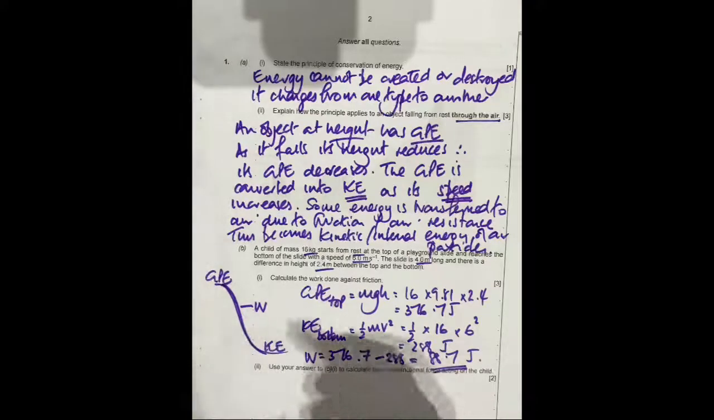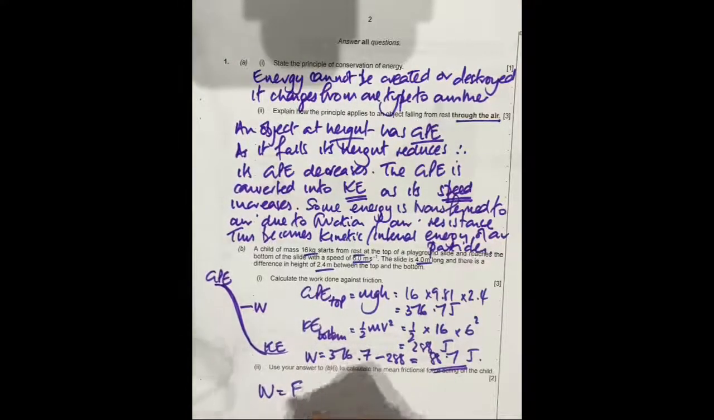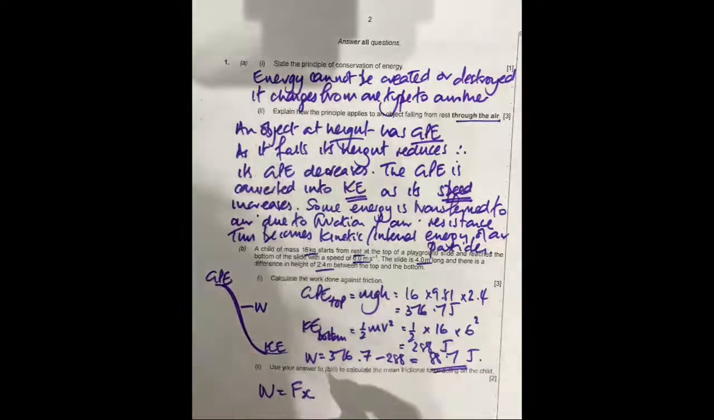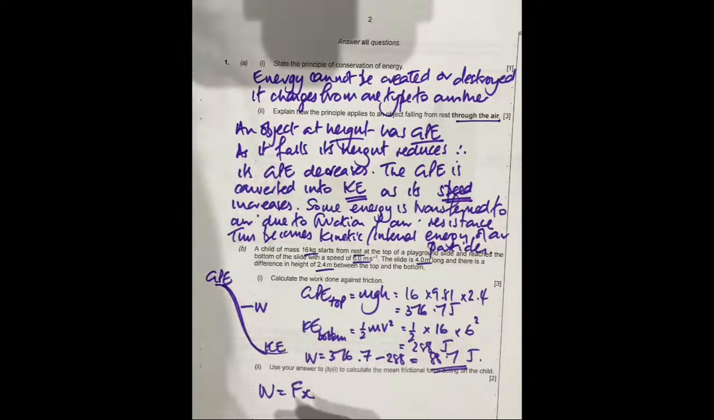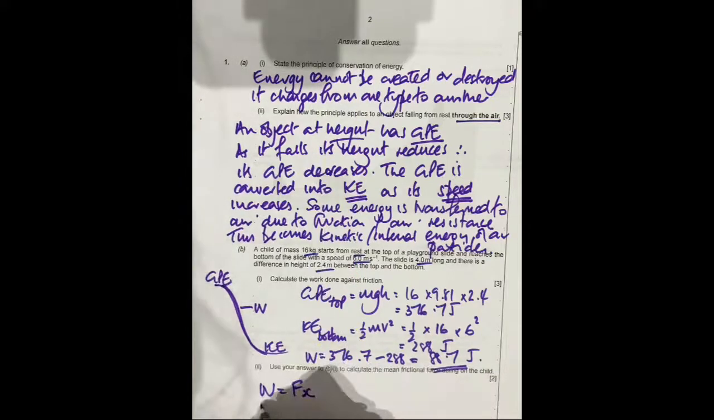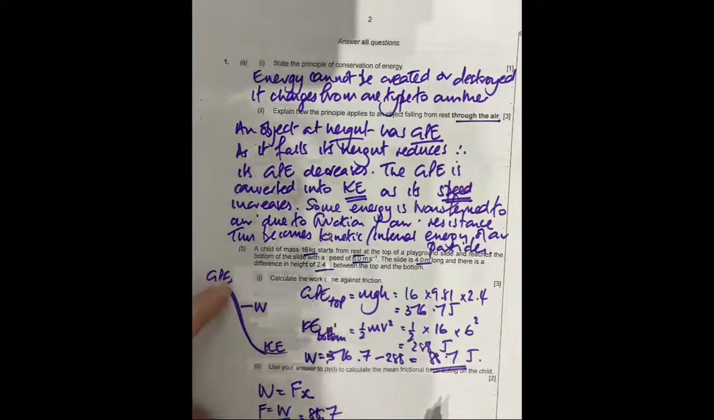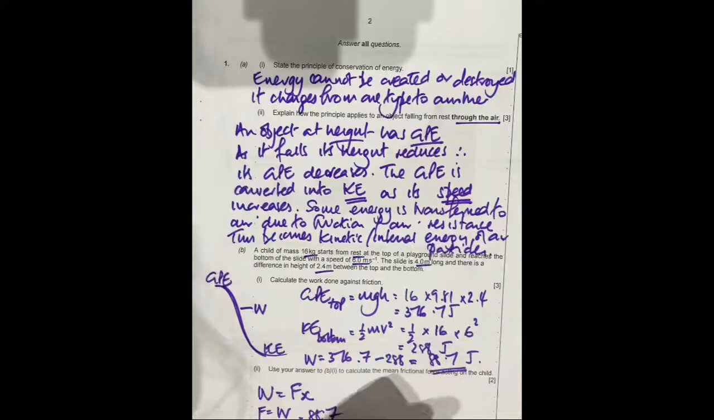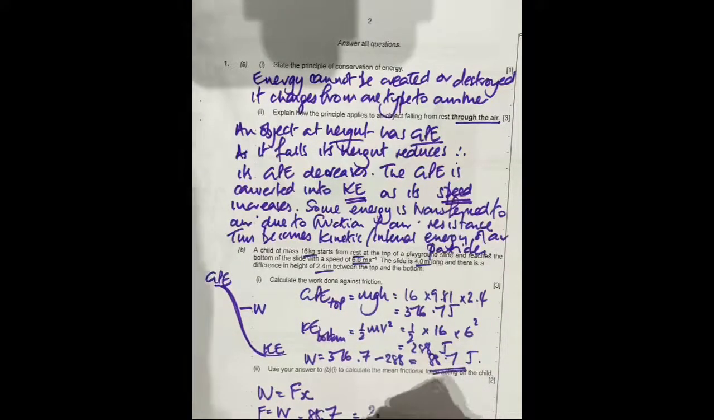This is our work done formula. So work done is the force times the distance. That's the frictional force times the distance that is touching the slide. So what do we need? We need F equals W over x. So that is 88.7 over, and now we use the distance that the friction force is in contact, and that is the 4 meters long. Okay, there you go.